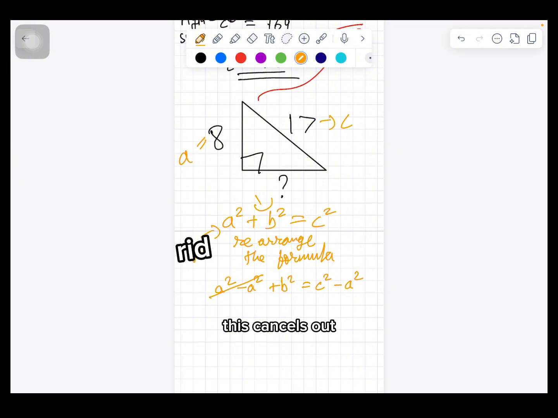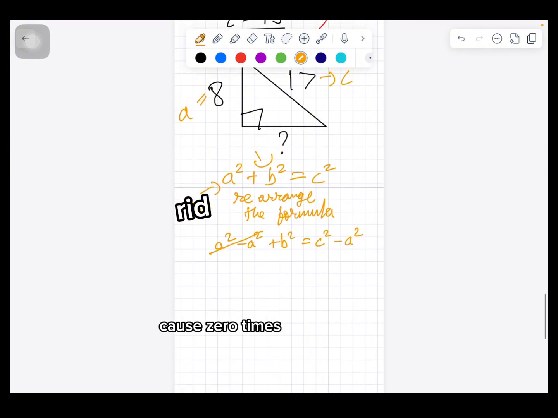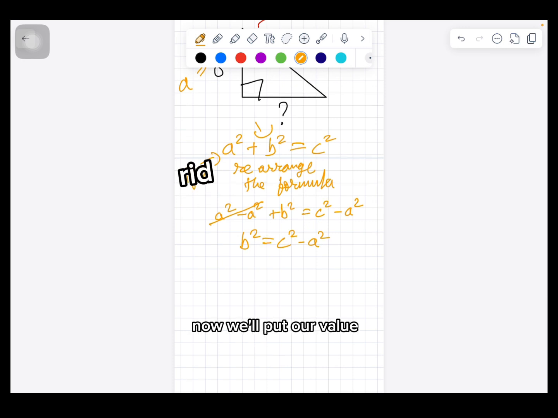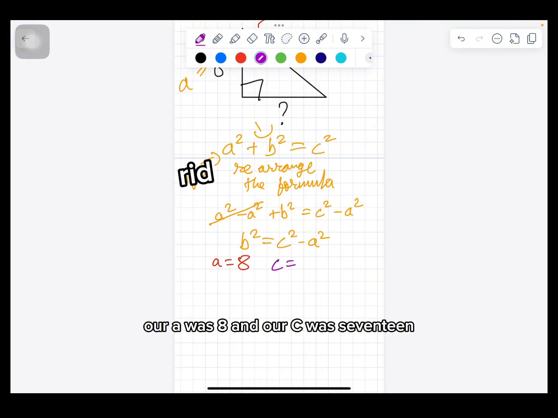This cancels out, because A squared minus A squared is basically 0. Anything times 0 is 0. So that gives us B squared equals C squared minus A squared. Now we'll put our values. Our A was 8 and our C was 17.